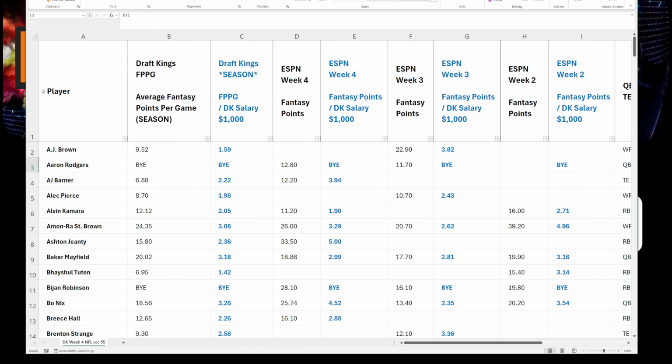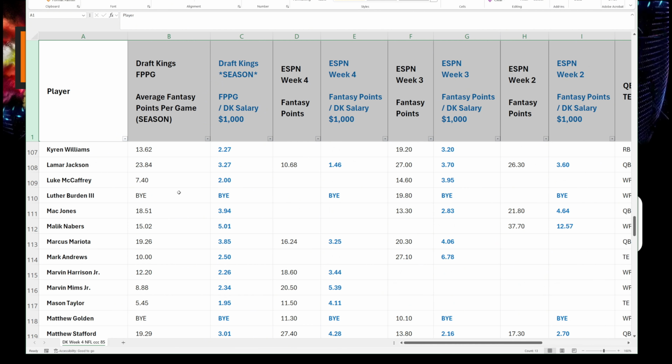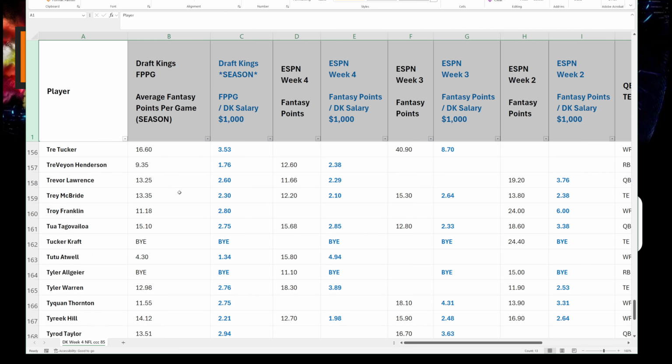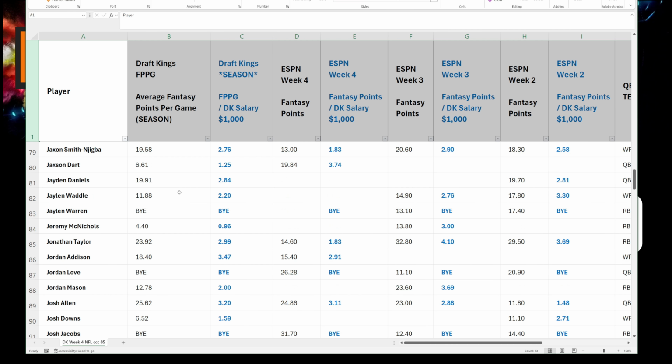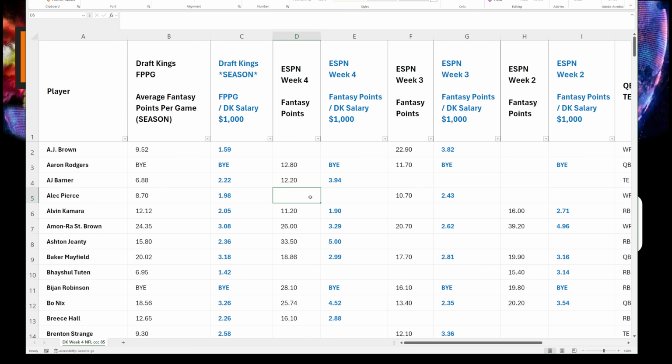If you look at the top row here, it's fixed, so you can scroll down and the top row will still remain in place so that you can see what the columns represent. Also, where you see where it's blank, that's because in that week that player was not in the top 100 of fantasy points production for that week. So it's blank that particular week. And then I put bye if it's a bye.